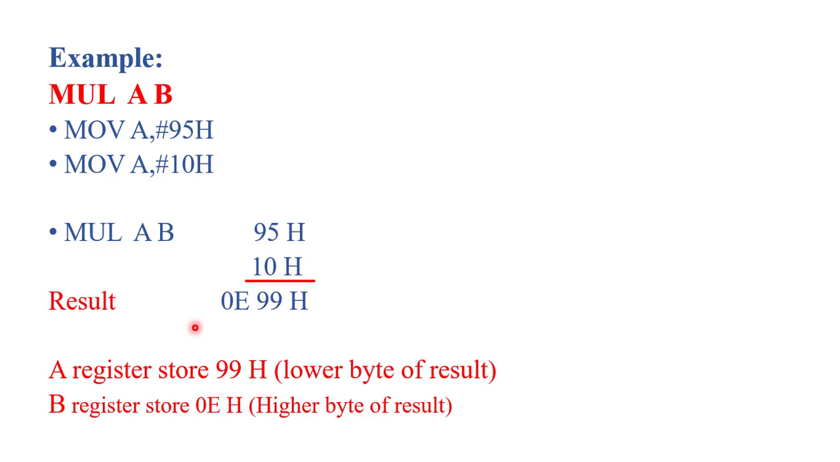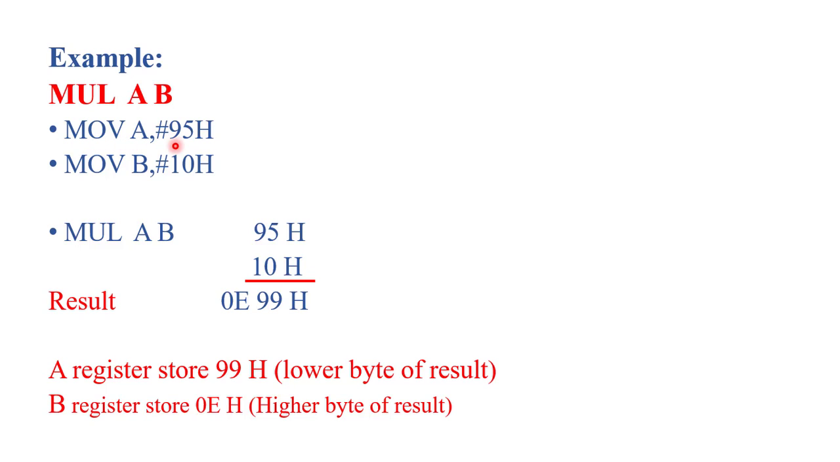So this is the example of multiplication instruction. MUL AB. MUL is the opcode, AB is the operand. Here A is the accumulator register where one data is stored and second data is stored in the B register. So first we load data in A register and data in B register. So to load data in accumulator register and B register, we use move instruction.